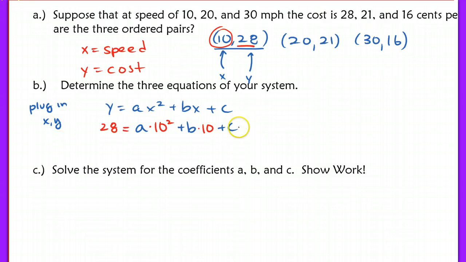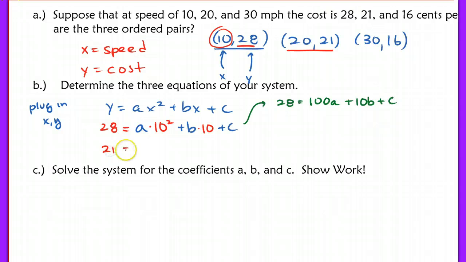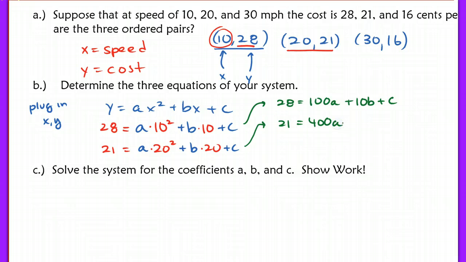So one equation here is going to be found by simplifying this. So I get for that equation, let's write this in green, 28 equals 100a plus 10b plus c. Now I'm going to repeat that same process, plugging in the next coordinate, (20, 21). This time I have 21 equals a times 20 squared plus b times 20 plus c. Now simplifying this equation, I end up with 21 equals 400a, 20 squared is 400a, plus 20b plus c.